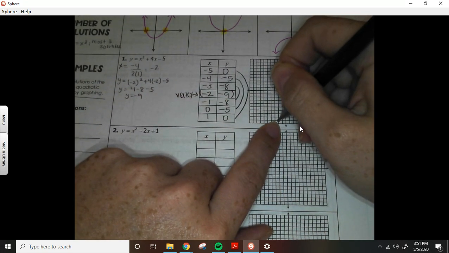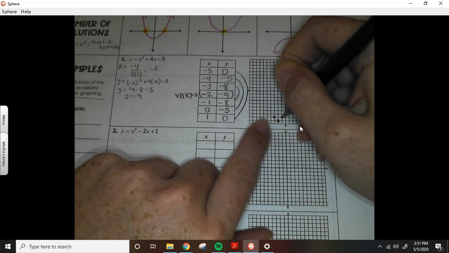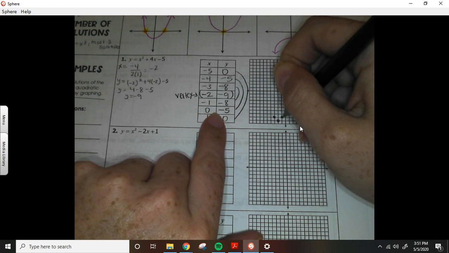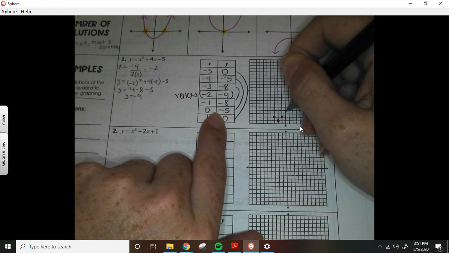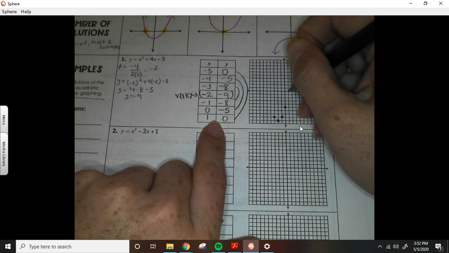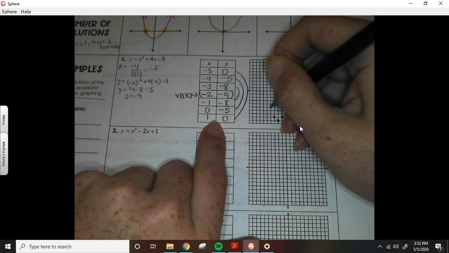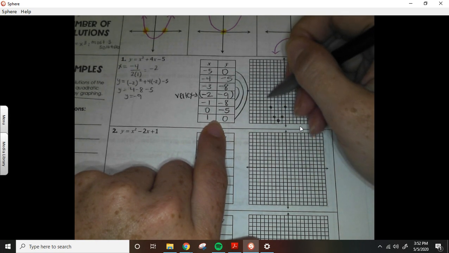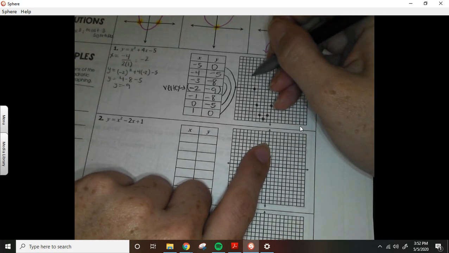And then we're going to do negative 3, negative 8. So I know I'm going over 1 and up 1. Over 1, up 1. And then we graph that. 0, negative 5. So this is negative 8. Negative 7, 6, 5. And then I want 1, 0. And I also want 1, 2, 1, 2. And then over here to be 0. All right, so here's our graph.